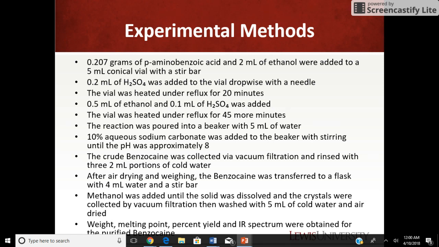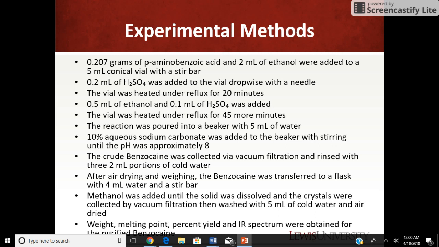It was placed in a beaker with water, and sodium bicarbonate was added until the pH was around 8. The crude benzocaine that we obtained at that point was collected via vacuum filtration and then rinsed with water. We air dried and weighed that and then transferred it to a flask for purification with methanol.